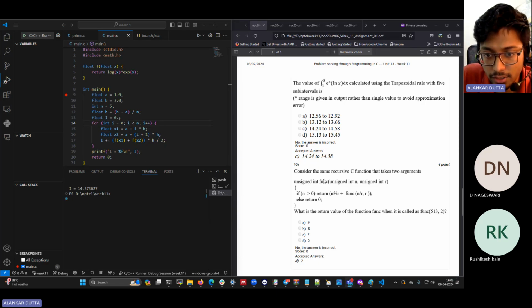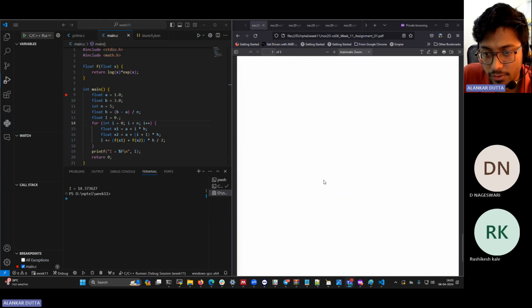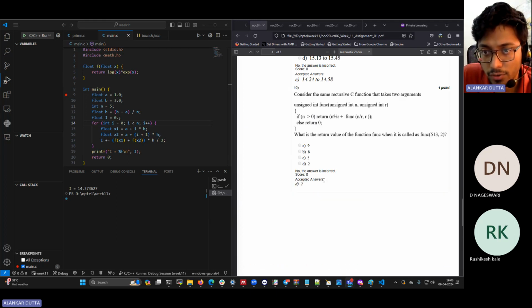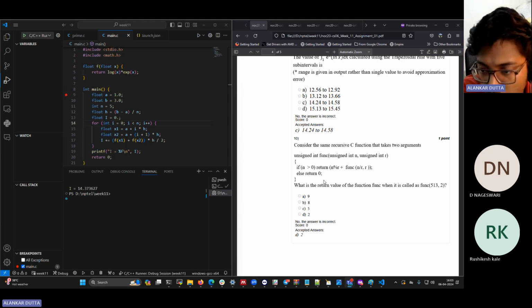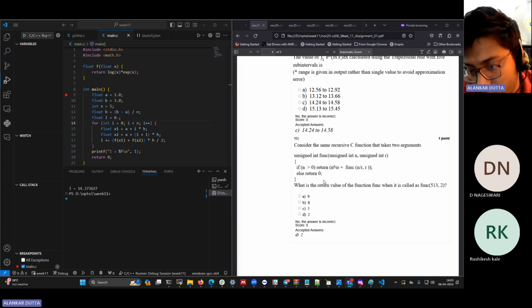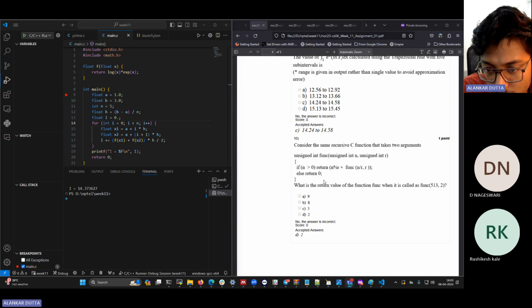Okay, then let's move on to the final MCQ, I guess, this one, and then we will cover some of the coding assignments. So in the final MCQ, what you have been asked is to find out the output of a recursion function, and we have already dealt with a lot of recursion functions in one of the previous weeks. This is one such recursion function.